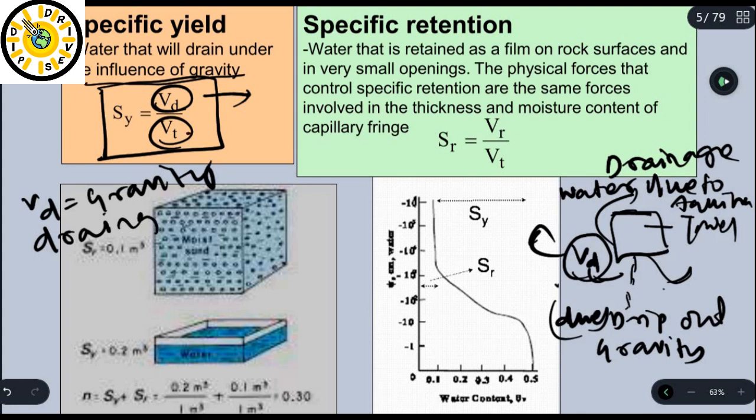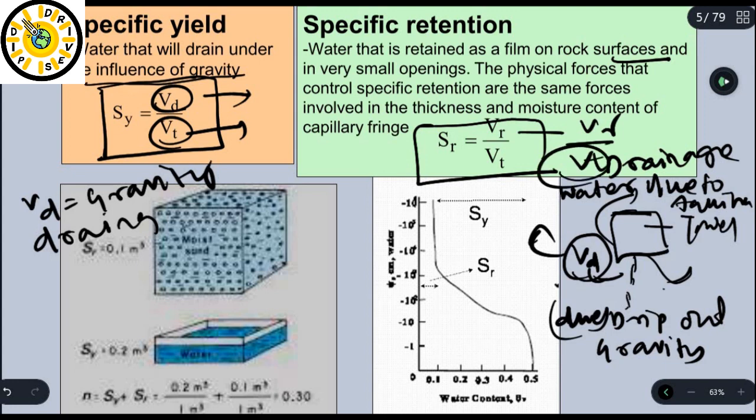Okay. Upon the total volume of the aquifer. And the water that is retained as a film on the rock surface, how much is retained in the aquifer, because some water goes out due to gravity and some remains retained in the aquifer. That is the specific retention. So the volume that is retained in the aquifer upon the total volume. Okay, remember this. So this is all about specific yield and specific retention.